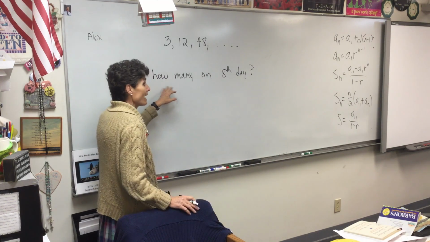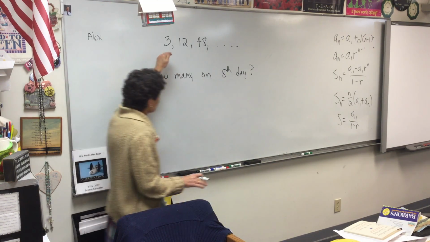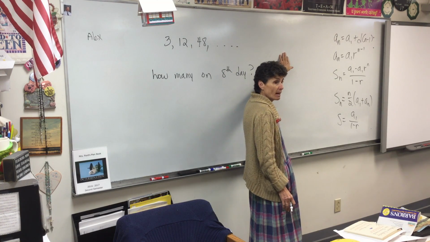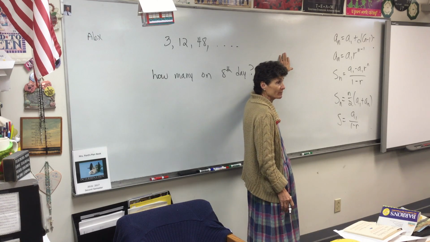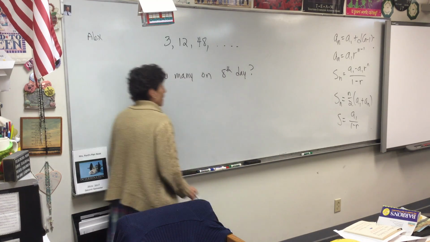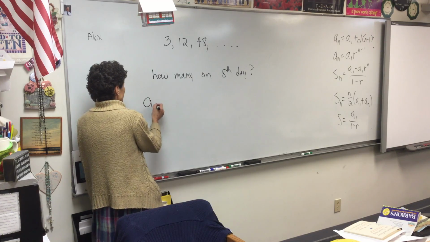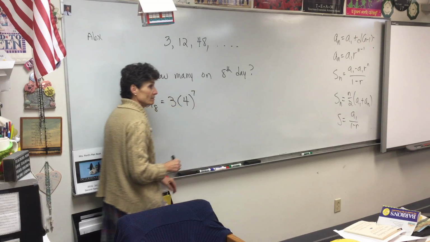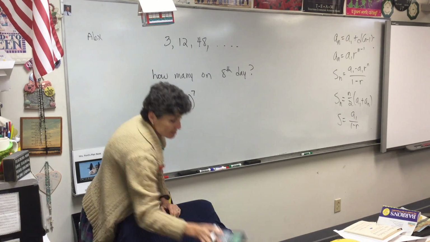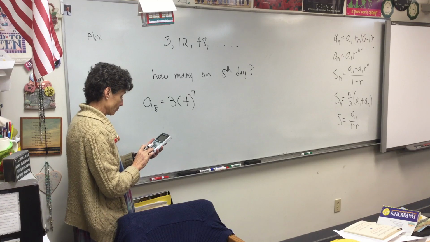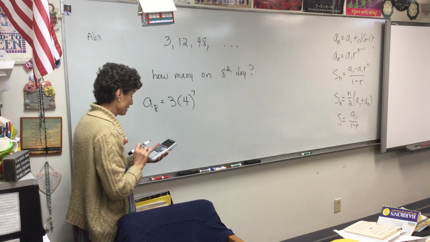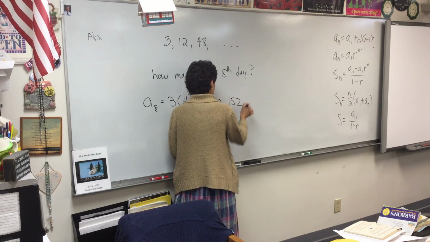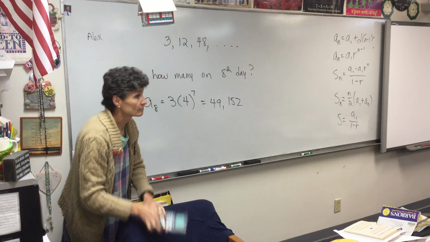And since we are asking for the 8th number in the list, right? We're not going to add them up. Sometimes we do, but not now. We want the 8th number in the list. That will be the formula Jason pointed out. So the 8th term is 3 times 4 to the 7th. So we would just figure out what that is. 49,152 candy kisses on that day.